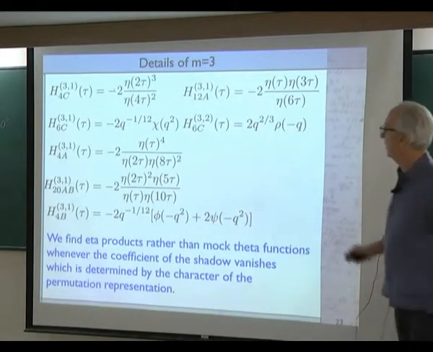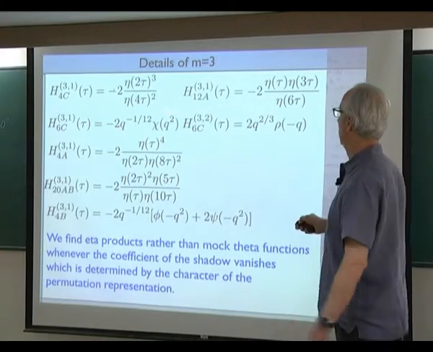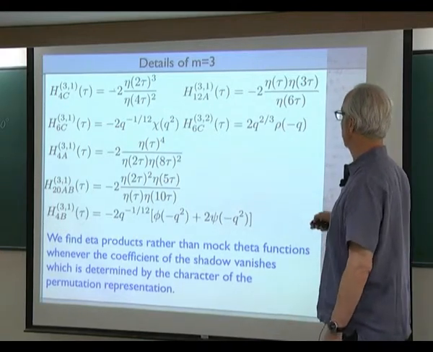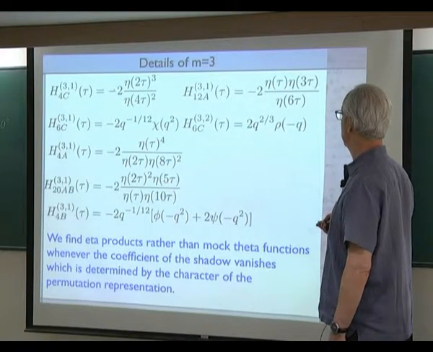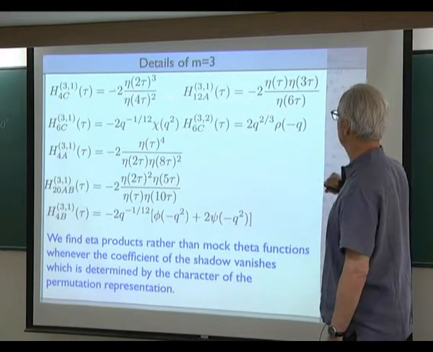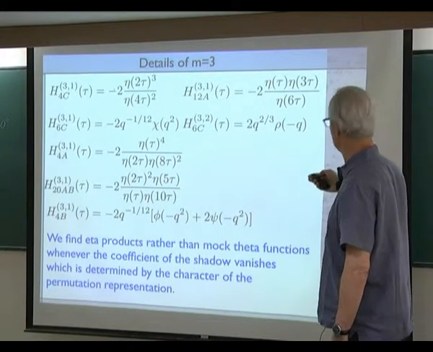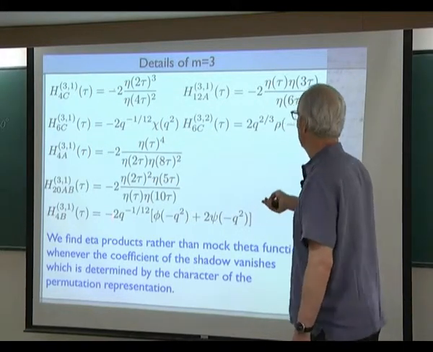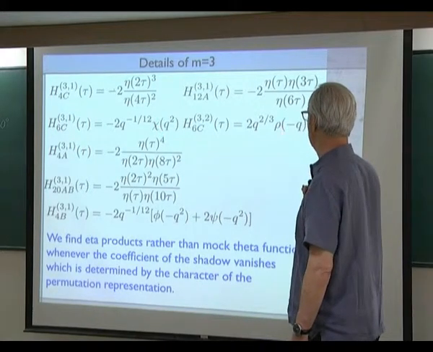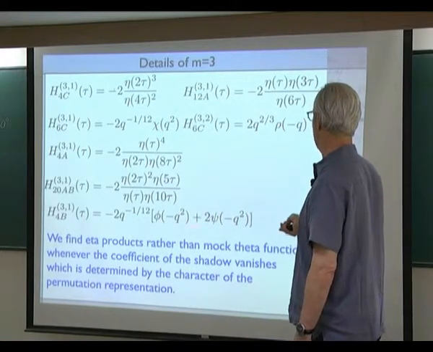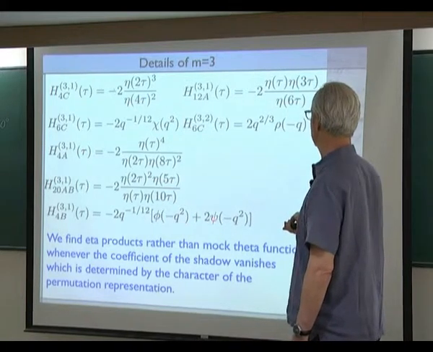And you can work out what the analogs of these are for all the other conjugacy classes. And in many cases, you get order 3 Mock theta functions. So for, sorry, I'm having trouble with the pointer. So for the 6C, you get something called chi. Here you get something called rho. Here you get a linear combination of phi and psi. These are all third order Mock theta functions.